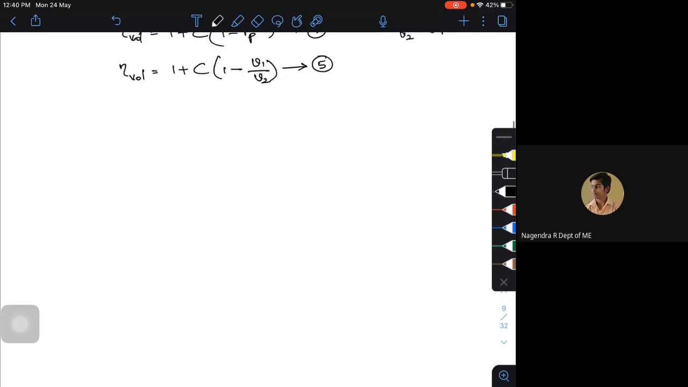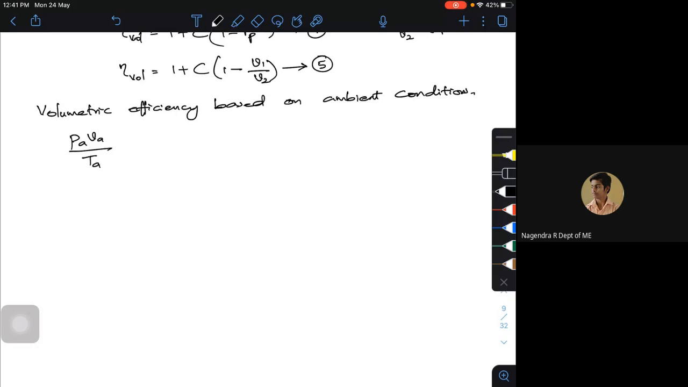Okay, so let's write that. Volumetric efficiency based on ambient conditions. Then what will happen to your ambient conditions? What are your ambient conditions? We know PV is equal to mRT. Ambient conditions means it's NTP, normal temperature and pressure conditions. Or I can write PA VA by TA, that is the ambient condition.